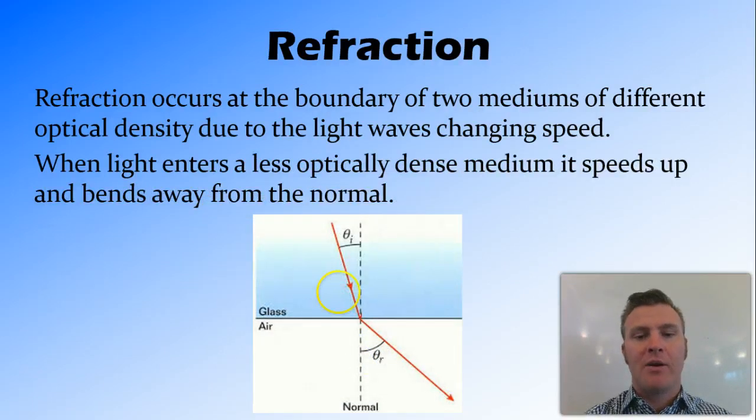Conversely, if we're going from a medium of high optical density, like glass, to a medium of low optical density, like air, the ray is going to speed up, and that speeding up will cause it to bend away from the normal. So here, the angle of incidence is going to be smaller than the angle of refraction.